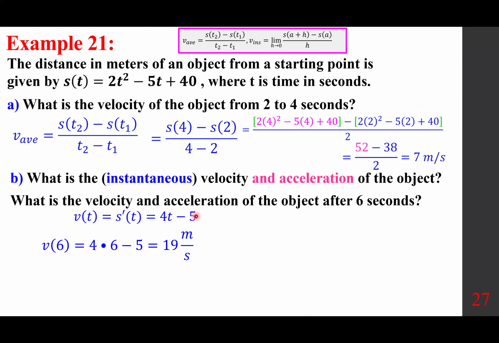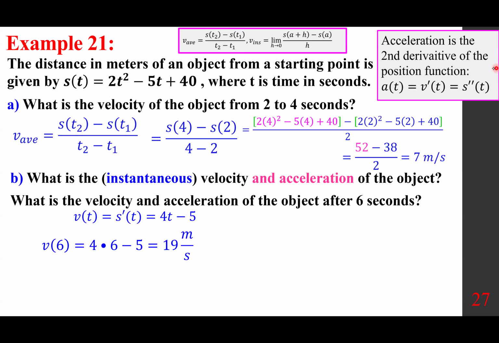Acceleration is the second derivative. That means differentiated again, you get 4, which happens to be a constant. You have to plug in, and the units is meters per second squared, as I had explained before. So a of t is dv dt. That's why it's the change in velocity over change in time, meters per square second.